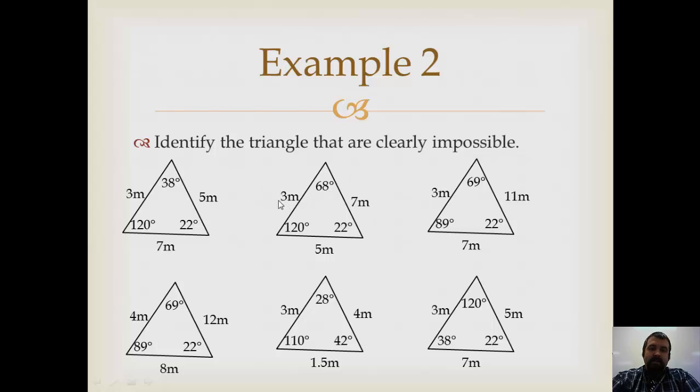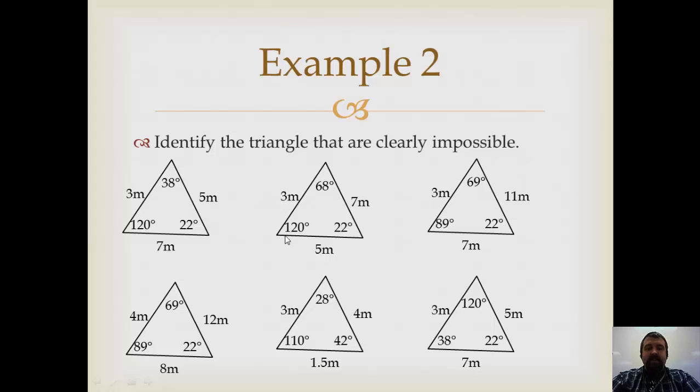Here in the middle, smallest to smallest, great. Longest to largest, great. Medium to medium, great. They match up. However, this one also ends up being impossible. Oh, I see why. 68 plus 22 is 90, and 90 plus 120 is 210. The angles of a triangle add up to 180.